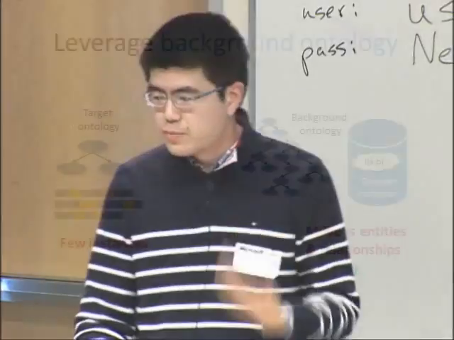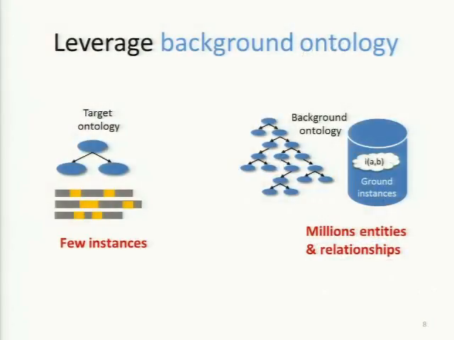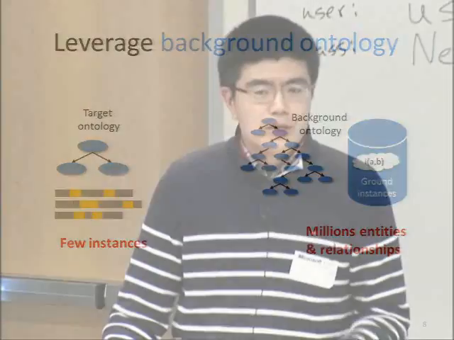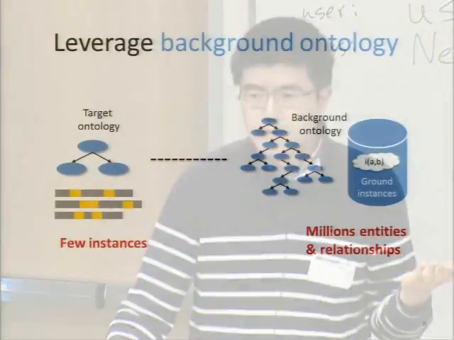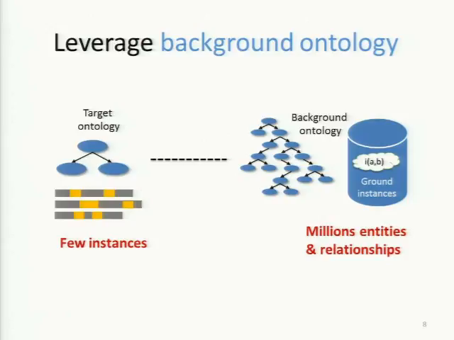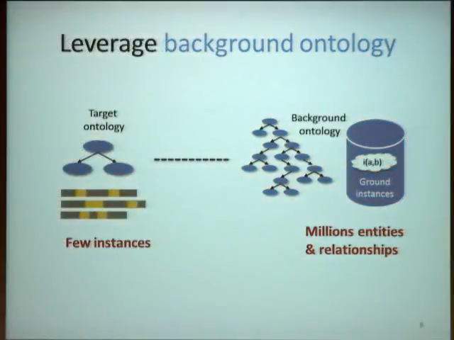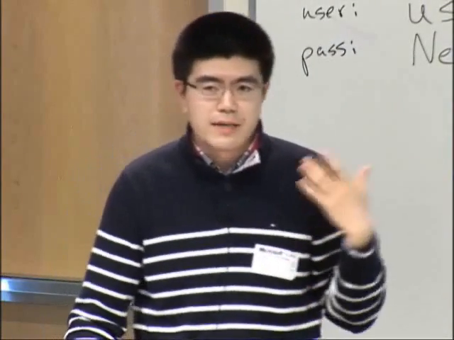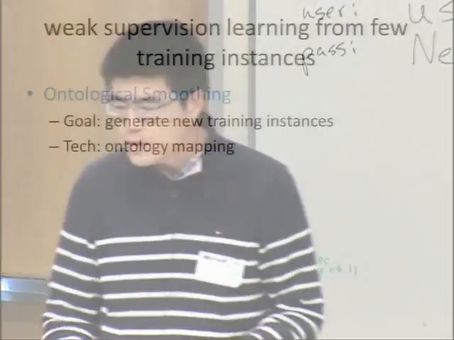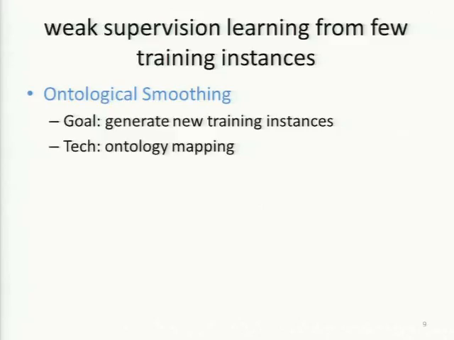So we want to solve this problem. Our motivation is that there are some very large background ontologies on the web. You can leverage these background ontologies. They contain millions of entities and thousands of relations. So what if we can build a connection between our target ontology, our target relations, and this background ontology? It is very likely that among these millions of entities, a lot of entity pairs satisfy my target relations. If I can dig them out and use them as training instances, I can significantly increase the number of training instances for my task, and I can do weak supervision very well. That's the idea we call ontological smoothing.